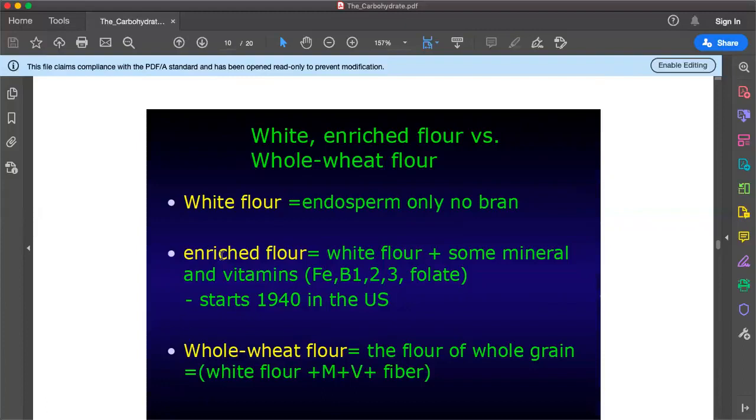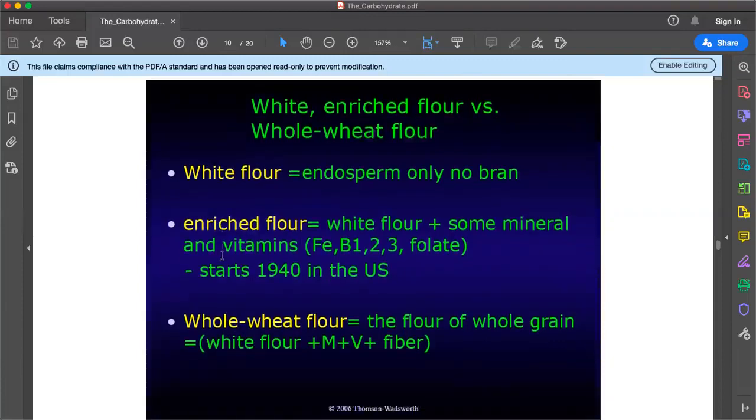Okay, so now we are eating white flour with iron, B1, 2, 3, and folate. These vitamins and minerals were originally found in the flour, but due to manufacturing or food processing, we are now adding these minerals and vitamins back to the enriched flour, but they are originally part of it. When you hear the word fortifying, it means you are adding a nutrient to food that might not have that nutrient in the first place.